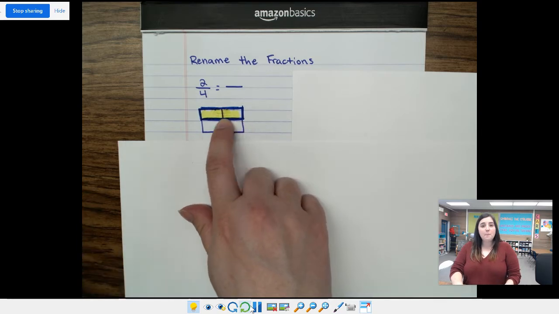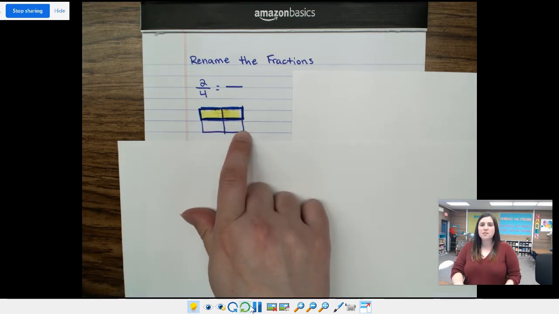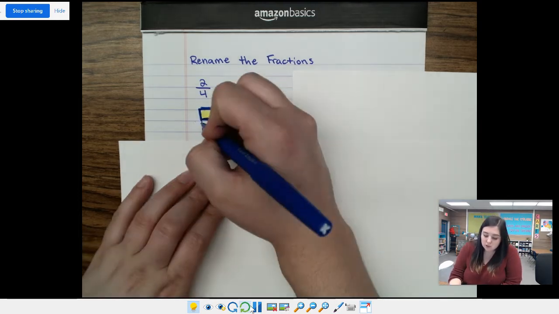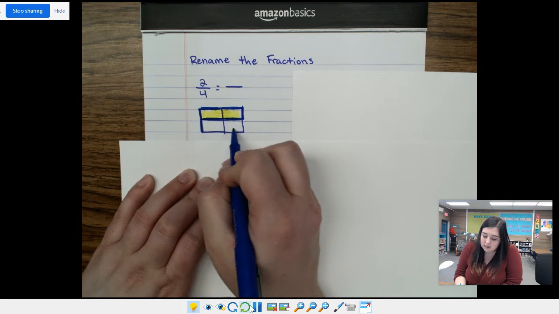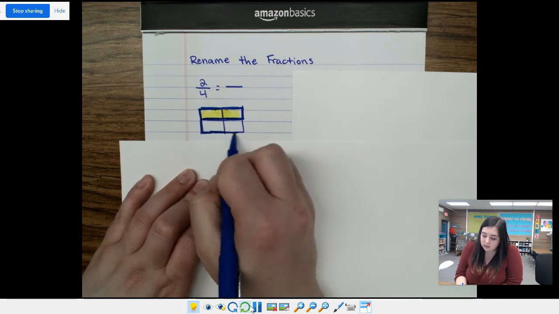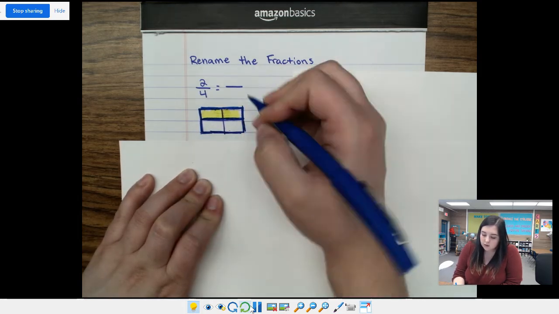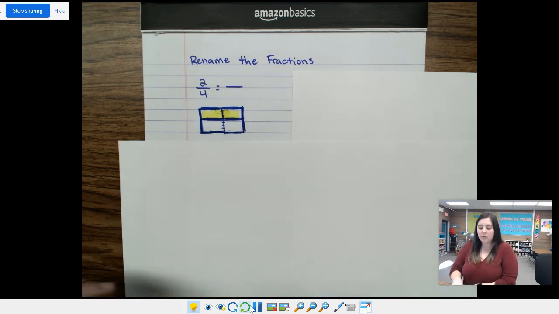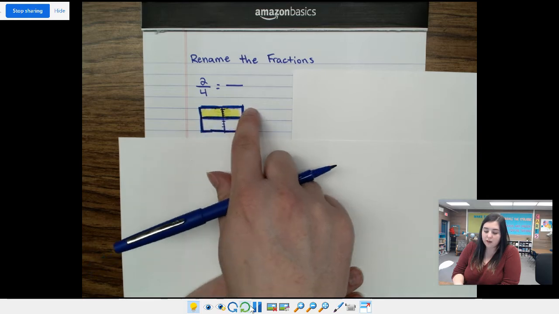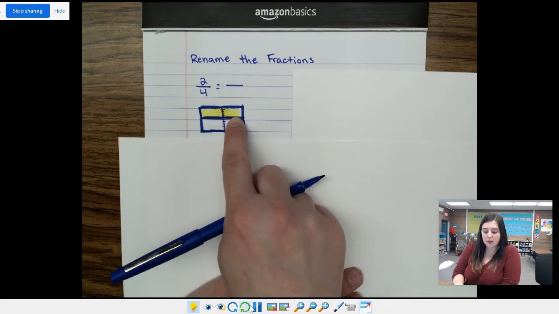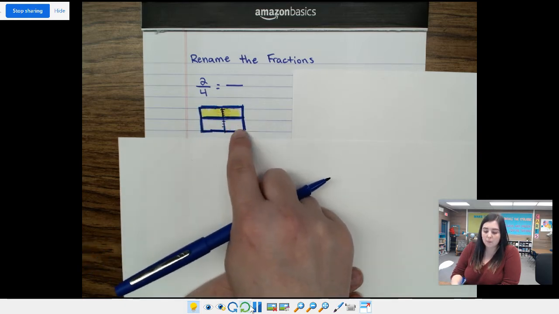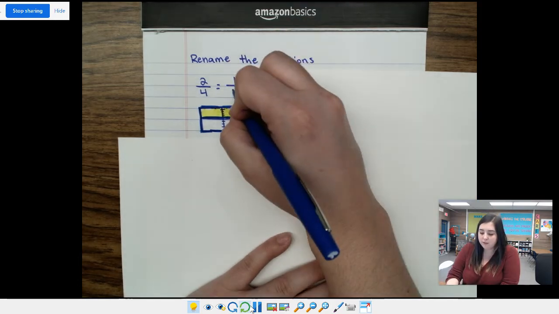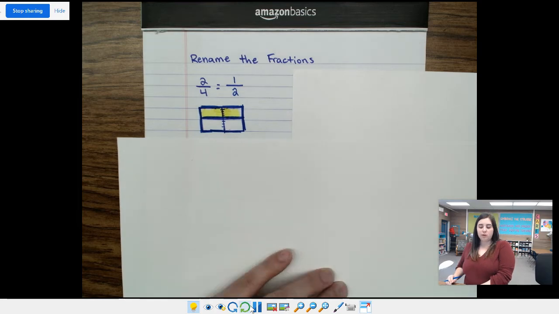But I can't have 1 big part and 2 small parts. Fractions need to have equal sized pieces. So what I'm going to have to do is also combine these 2 parts together, ignoring those lines. So now I'm looking and I have 1 part shaded out of 2 parts total. 1 part shaded out of 2 parts total.